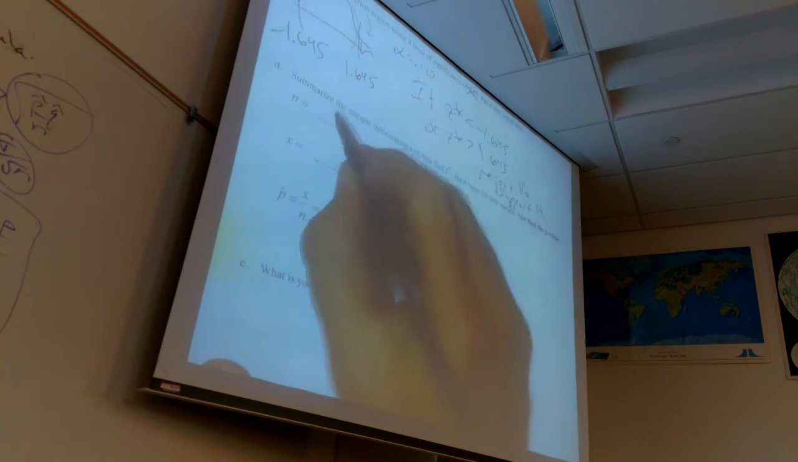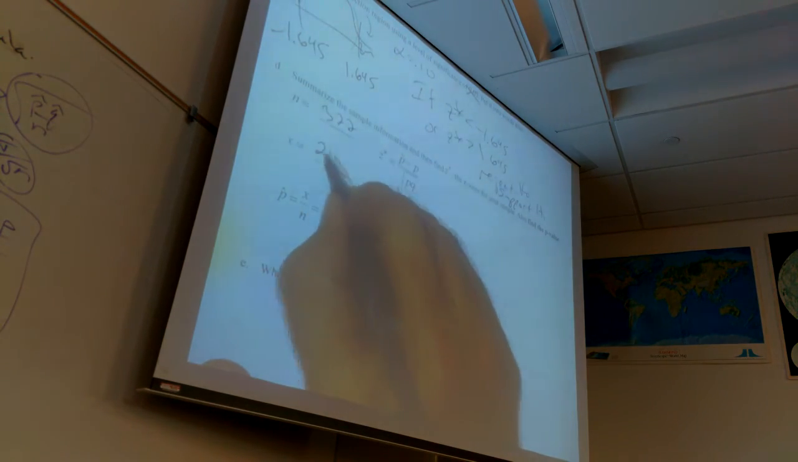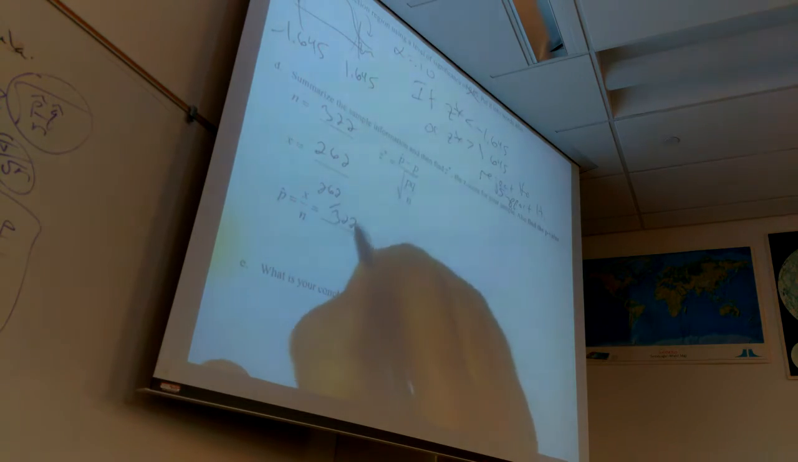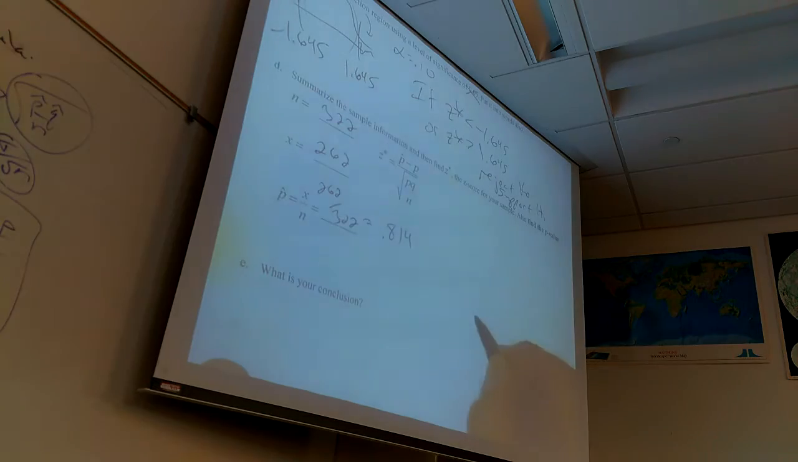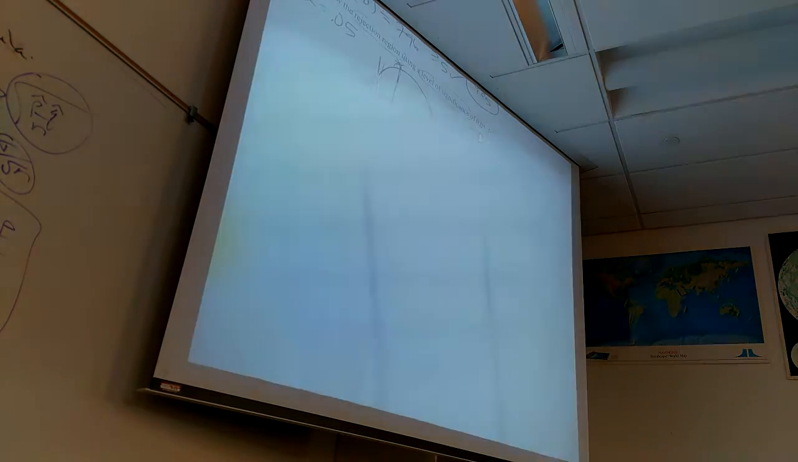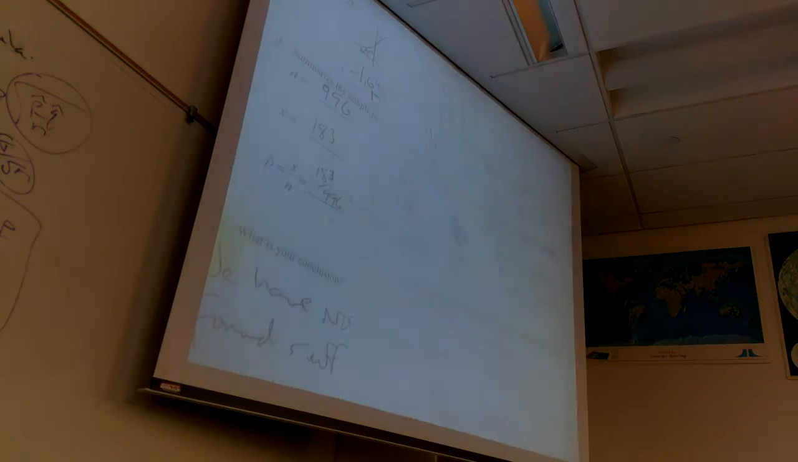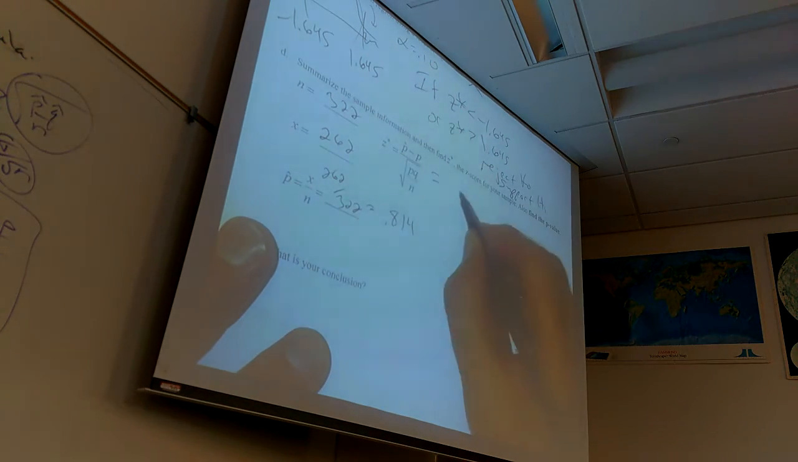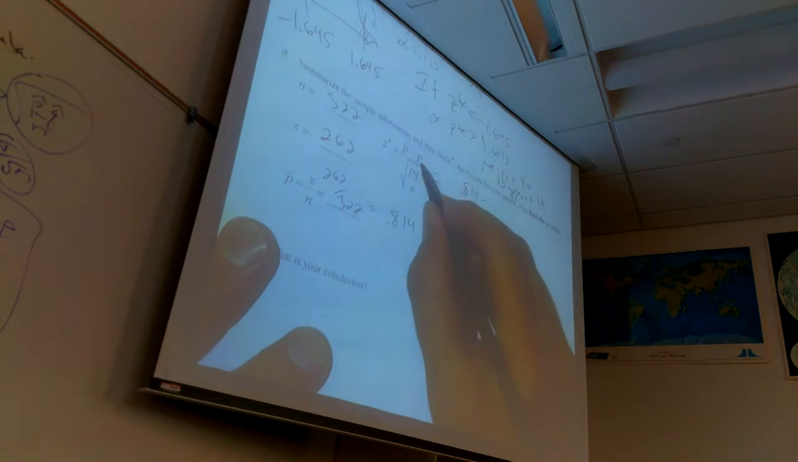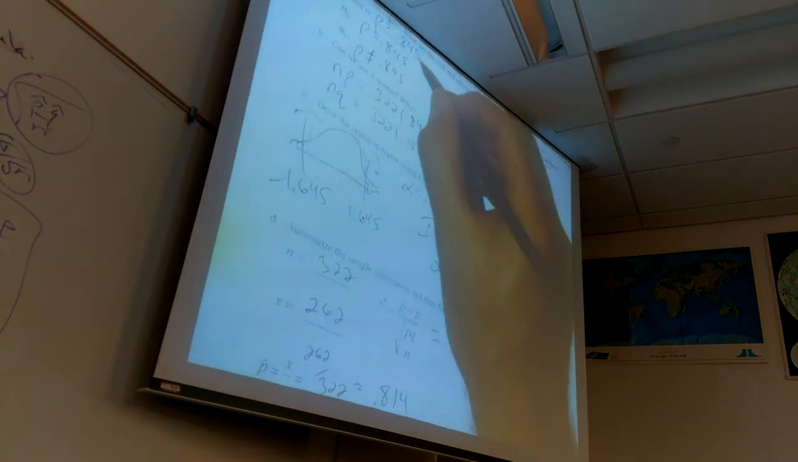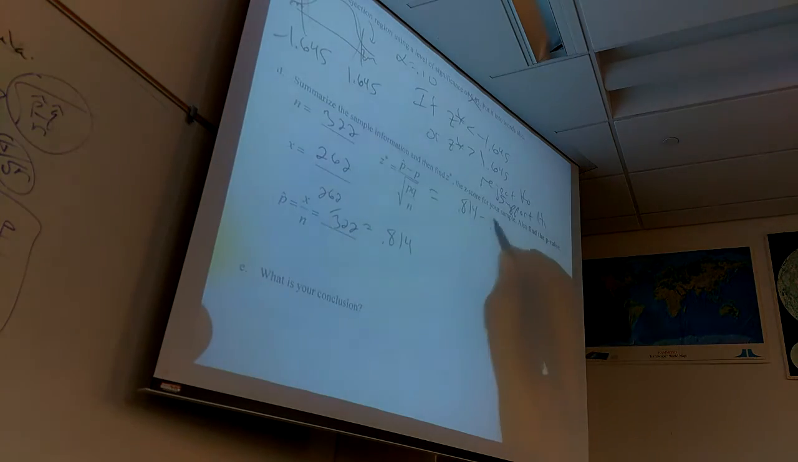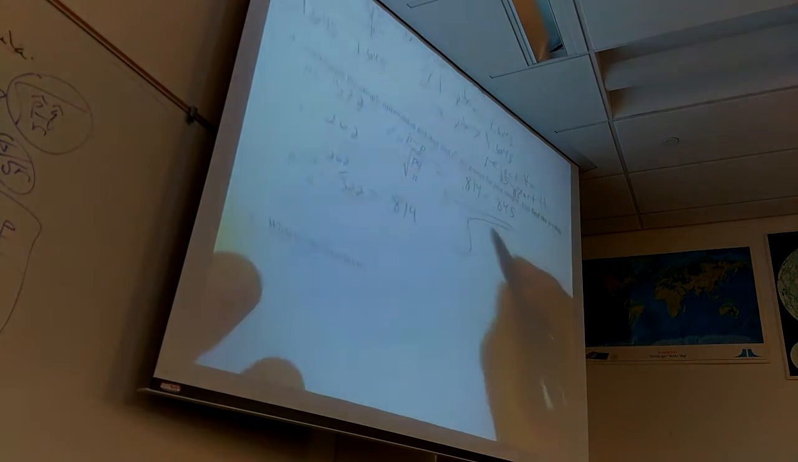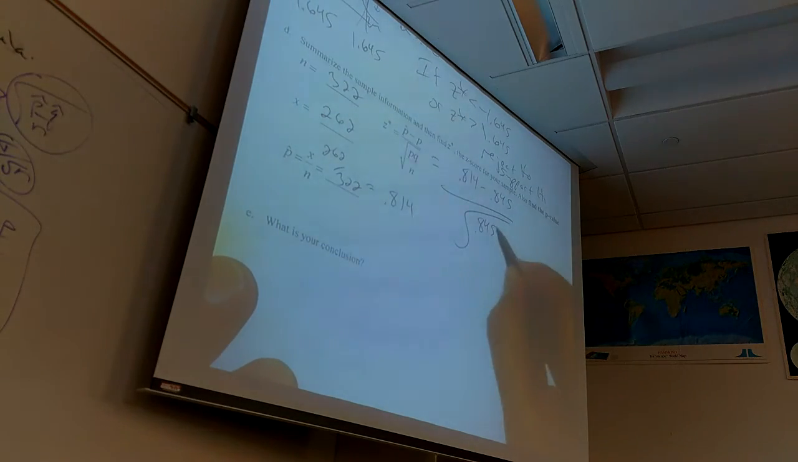N equals 322. X is 262. So when you do this, what do you guys get? 0.8137, so 0.814. Do you notice how I don't need Q hat at all? I just need this. So this will be 0.814 minus the supposed P, 0.845, divided by the square root of 0.845 times 0.155 divided by 322. Just fill in all the stuff.